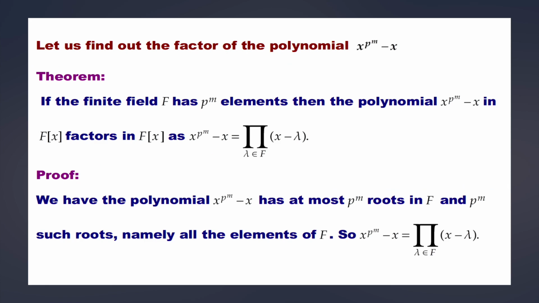Let's see a theorem now. If the finite field F has p^m elements, then the polynomial x^(p^m) minus x in F[x] factors in F[x] as x^(p^m) minus x equals the product over all lambda belonging to F of (x minus lambda). Let's see the proof. The polynomial x^(p^m) minus x has at most p^m roots in F, and it has p^m such roots, namely all the elements of F. Therefore, x^(p^m) minus x equals the product over lambda belonging to F of all factors x minus lambda. Now we know the factors of the polynomial.